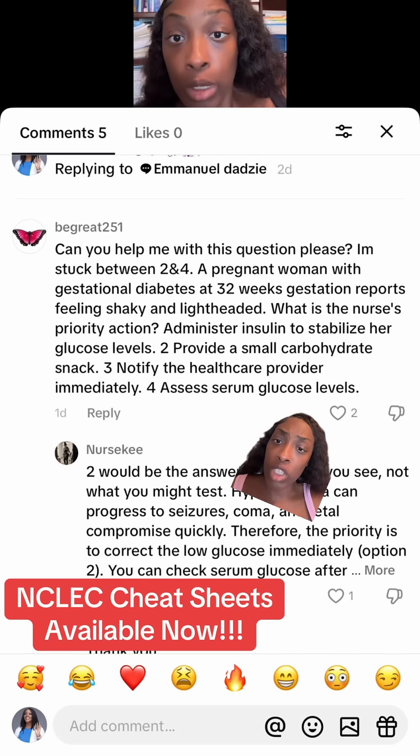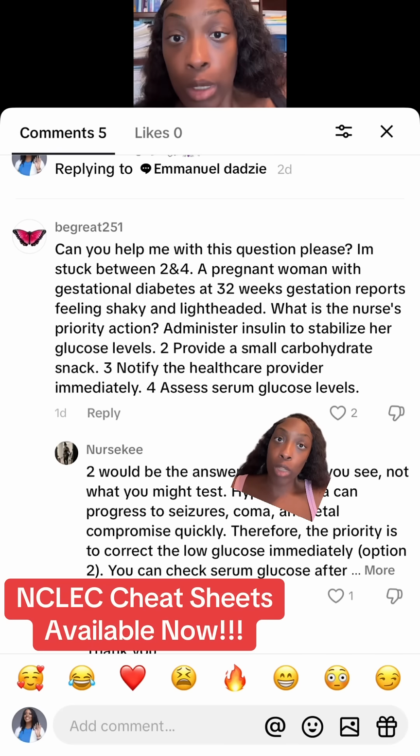A pregnant woman with gestational diabetes, 32 weeks gestation, reports feeling shaky and lightheaded. What is the nurse's priority action? Administer insulin to stabilize her glucose levels, provide small carb snack, notify healthcare provider, or assess serum glucose levels. Gestational diabetes and lightheaded and shaky. What's going on? Hypoglycemia.